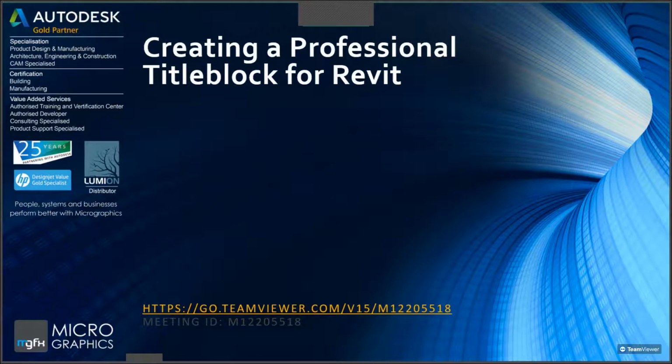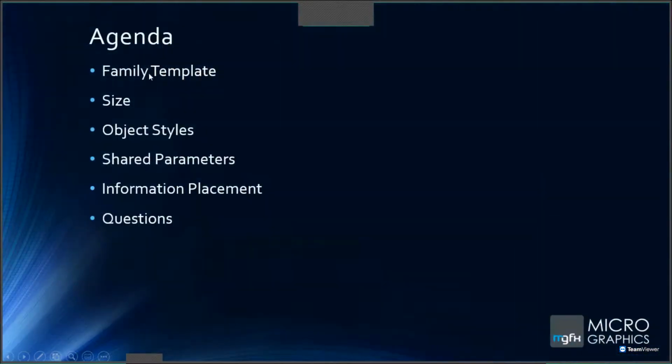Our agenda for today is as follows. We're going to look at how we use a family template to create a Revit title block. How would we set the size for it? How can we set object styles? Use shared parameters. Why is information placement important? And we'll field any questions you might have.